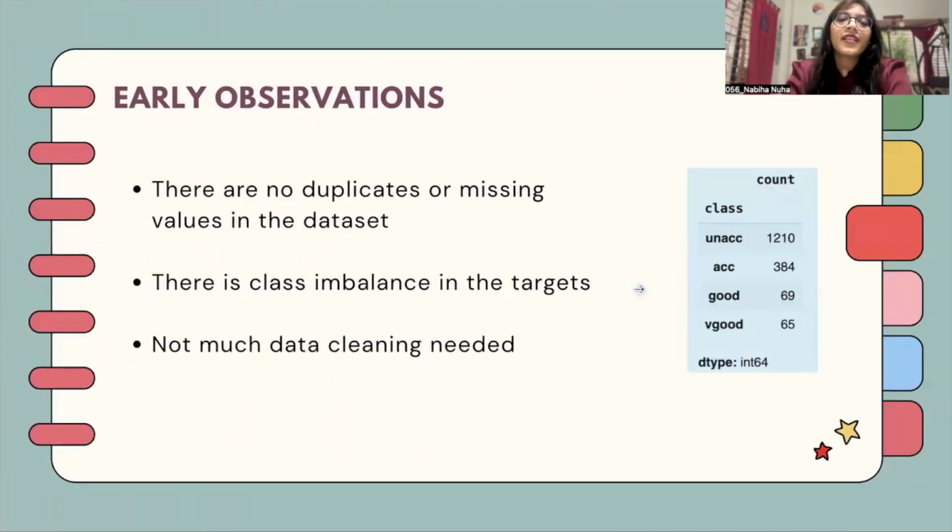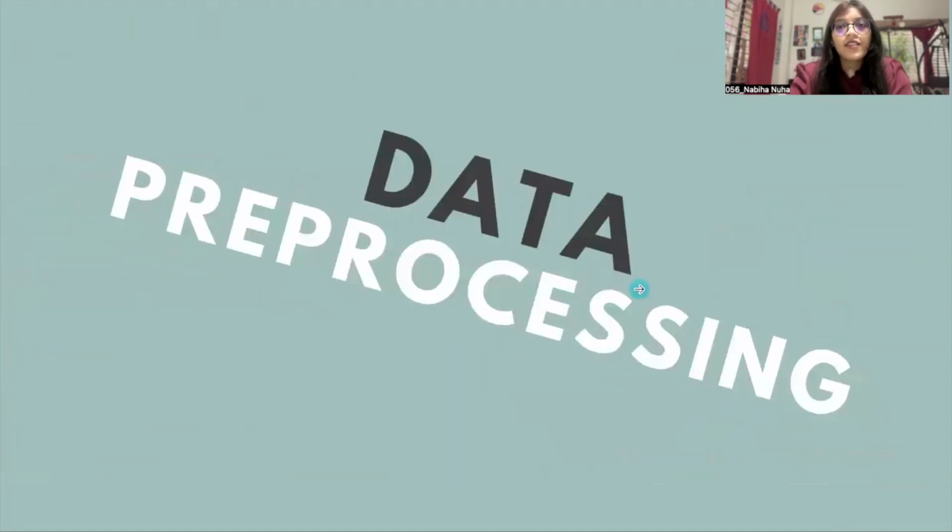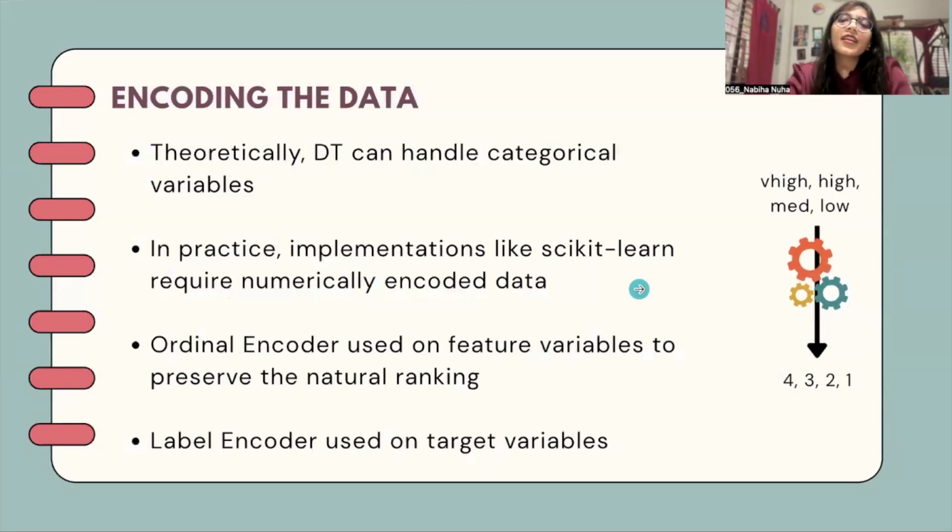Early on, I noticed that there are no duplicates or missing values in the dataset, so not much cleaning is needed. However, there is heavy class imbalance among the targets, with 70% of the records belonging to the acceptable class. Let's jump into pre-processing. Now, theoretically, decision trees can handle categorical variables. However, implementations like scikit-learn require numerical data.